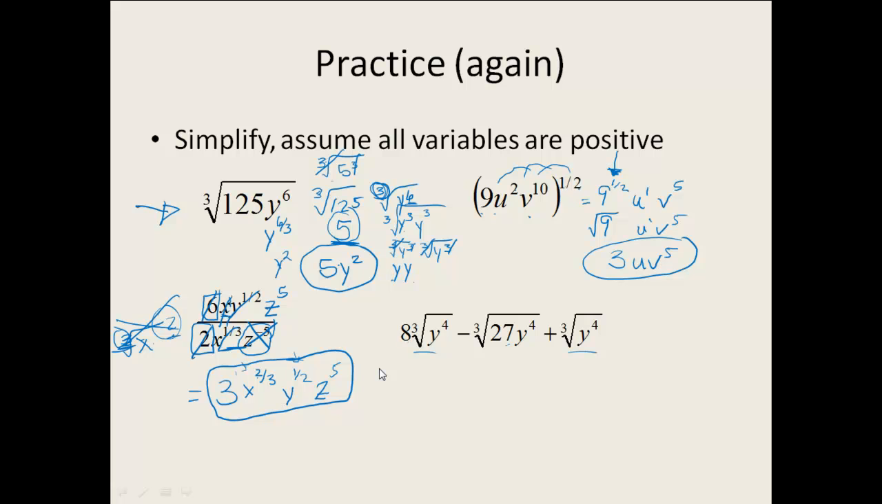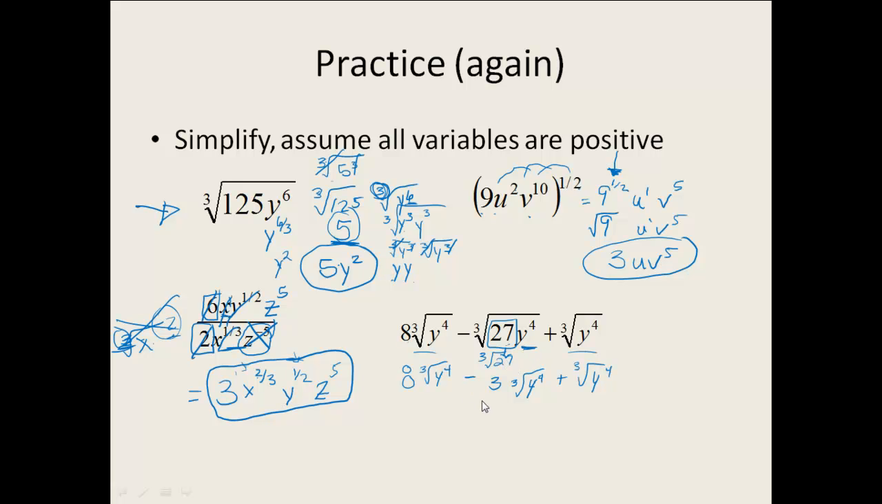So the first thing you need to do is go to your cheat sheet list, and check if you can break the cubed root of 27 down. And you should notice that 27 is actually on the list. So this cubed root of 27 is actually just a 3. So I have 8 cubed roots of y to the 4th minus 3 cubed roots of y to the 4th plus the cubed root of y to the 4th. Now, only the 27 broke down when we did this, so this y to the 4th right here is still underneath the radical sign.